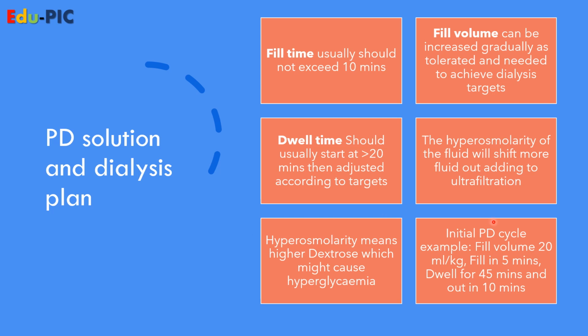Your initial PD cycle that we would suggest as an example will have a fill volume of 20 milliliters per kilogram, a fill time of about 5 minutes, a dwell time of about 45 minutes, and then get it out in around 10 minutes.